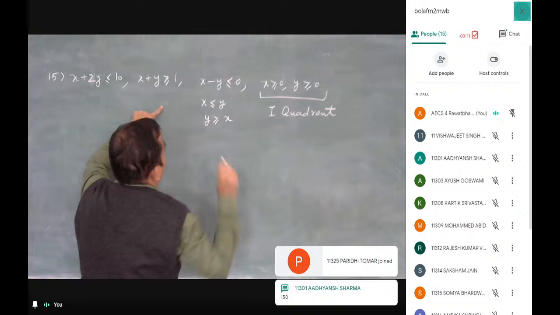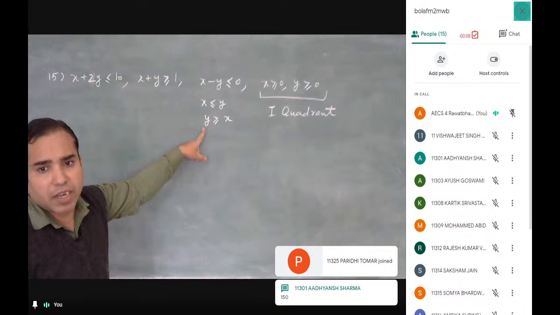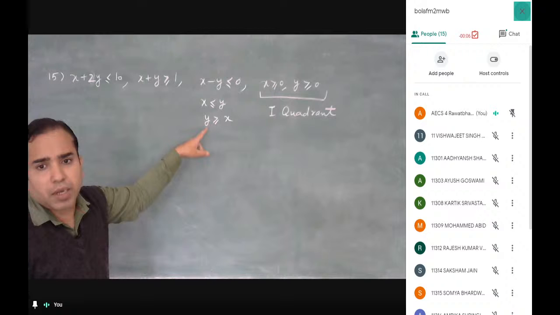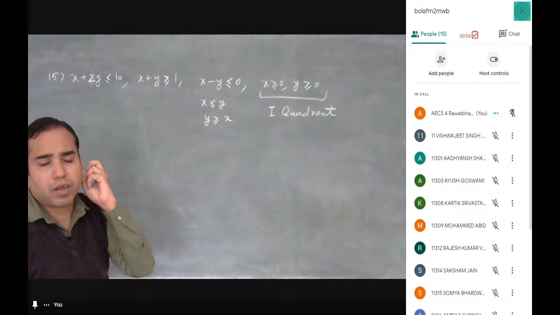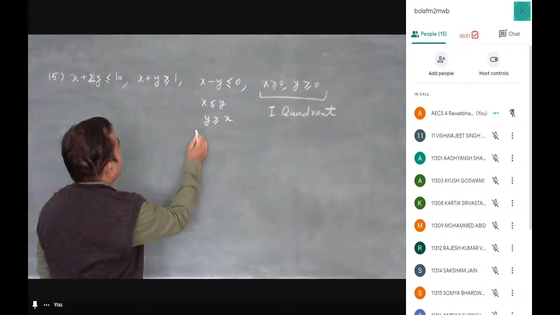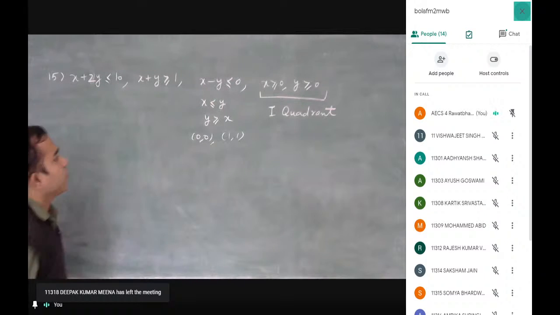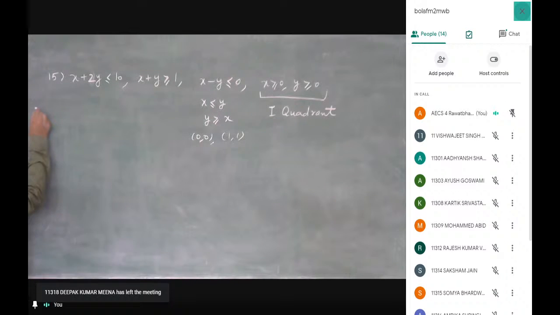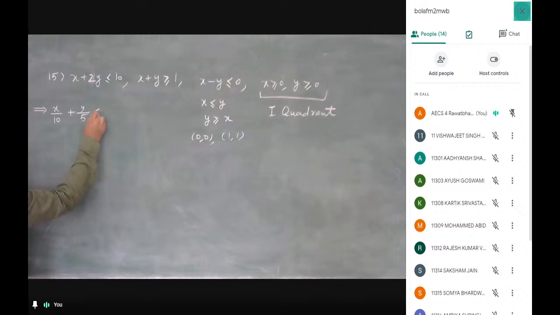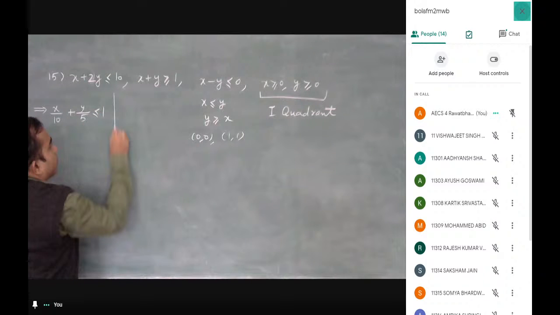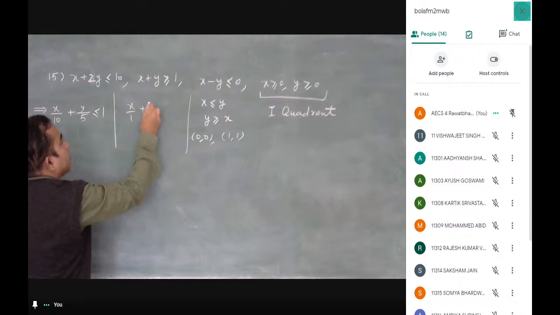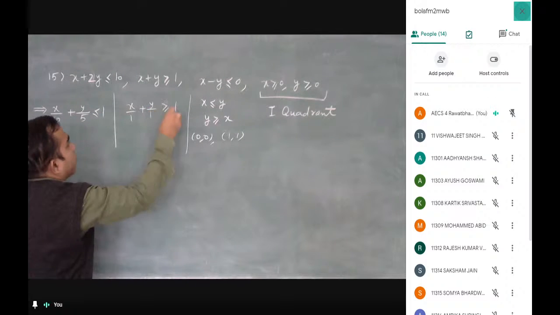इसको मैं इंटरसेप्ट फॉर्म में कन्वर्ट कर नहीं सकता. I have to find its solution, only two solutions. One solution will be 0, 0. One solution is 1, 1. No problem. Now let us draw this. This will be x upon 10 plus y upon 5 less or equal to 1. I have divided both the sides by 10. Okay. This will be x by 1 plus y by 1 greater or equal to 1.